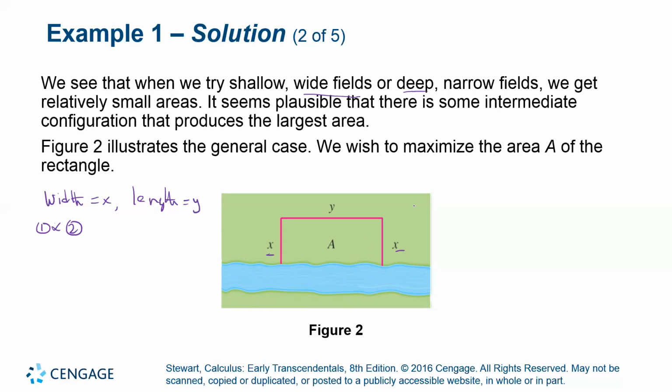And then the other thing we should know, step 1, is that the perimeter is giving us 2,400 feet. The perimeter in this case, according to this diagram, is going to be 2x plus y equal to 2400. So my perimeter is x plus x plus y. That's why I got 2x plus y equal to 2400.